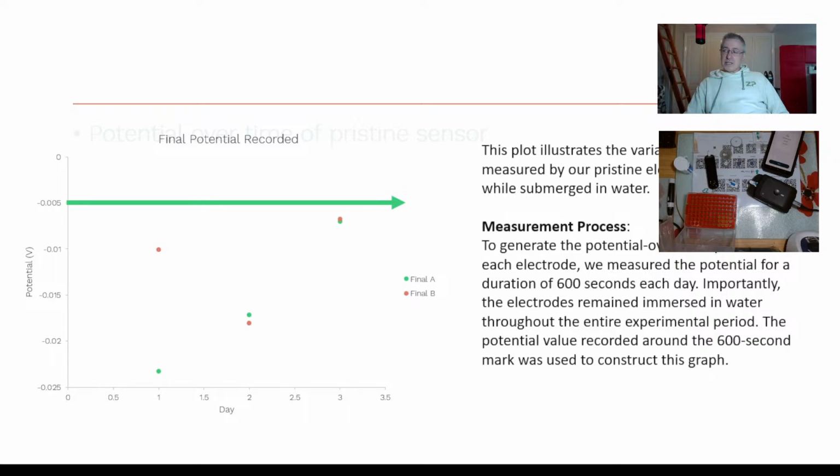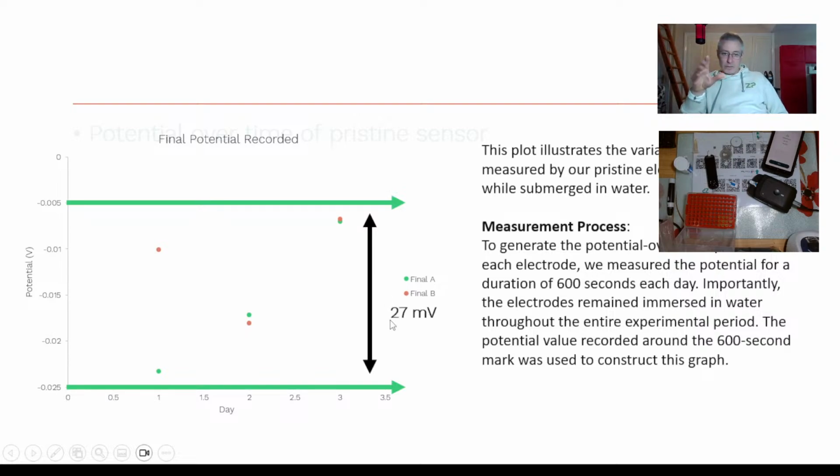Now, when I look at this data, they're showing me data here over 3 days. So thank you for giving me the data, and thank you for giving me such a nice presentation on it. It allows me to analyze your data. So I look at this and I think, okay, you've got something like a 27 millivolt change over approximately 3 days, let's say, or 1 day, 2 days, let's say. This is pretty good for me.